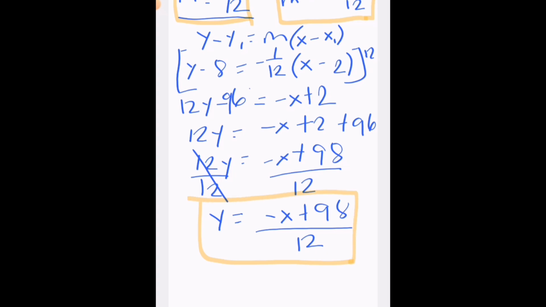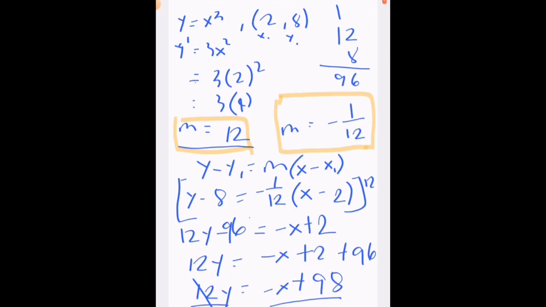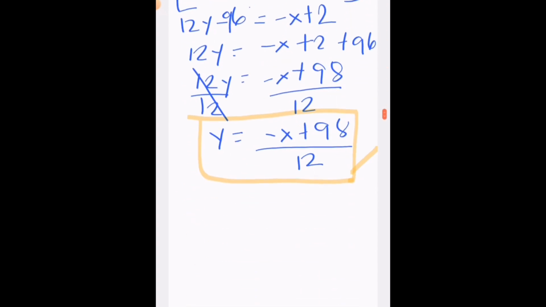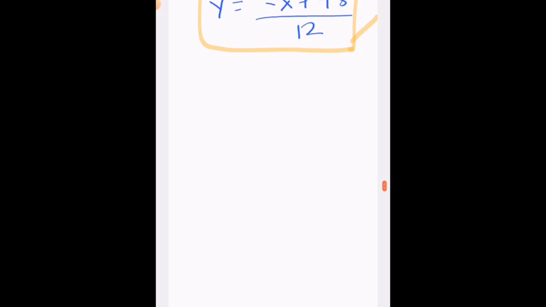So the equation of the normal line of the curve y equals x cubed at the point of tangency (2, 8) is this one: y equals negative x plus 98 all over 12. So let us have another example. Say for example, you have the curve y equals 3x squared minus 2x plus 1 at the point of tangency (2, 9).